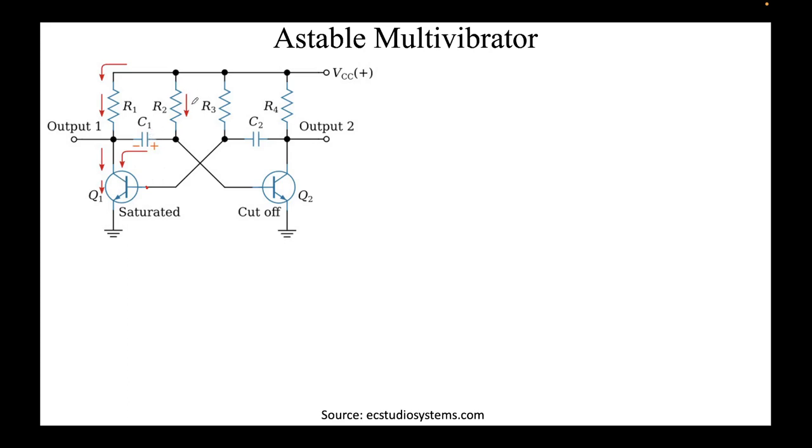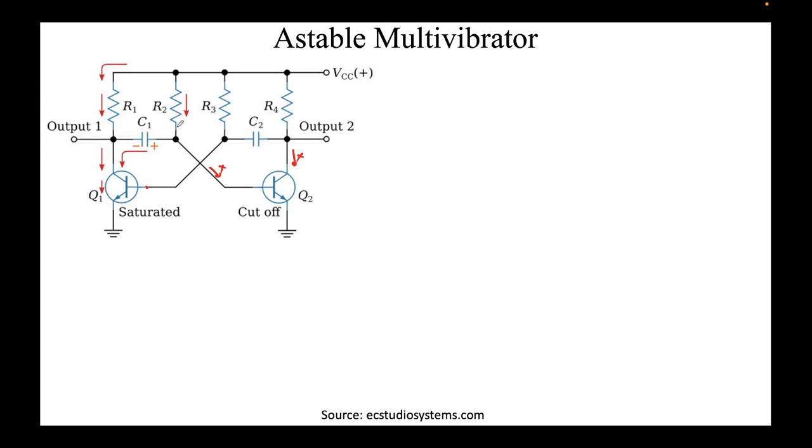Now you see this pathway, correct? In this capacitor, no current can go here. This is in cutoff, VB, VC, so no current is going here. There's no current flowing here, no current flowing here, and no current flowing here. So what's going to happen is that this capacitor will get charged in this manner.